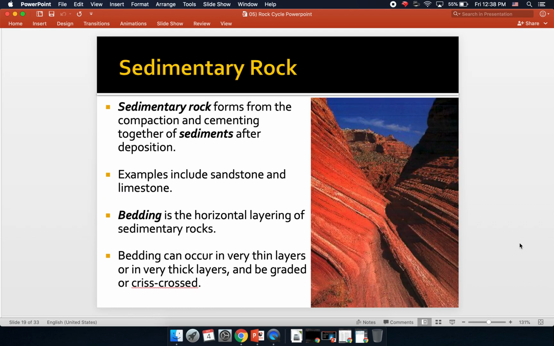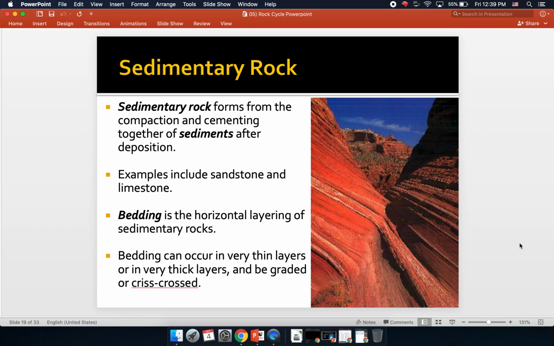All right, moving on now to sedimentary rock, which forms from the compaction and cementing together of sediments after deposition. So you have sediments that end up piled on top of each other and they become compacted and cemented together. I like to call sedimentary rock nature's cement because that's basically what it really is. It's all these little pieces stuck together to form larger rock. Examples include sandstone and limestone.